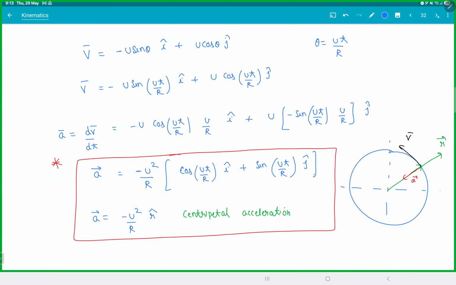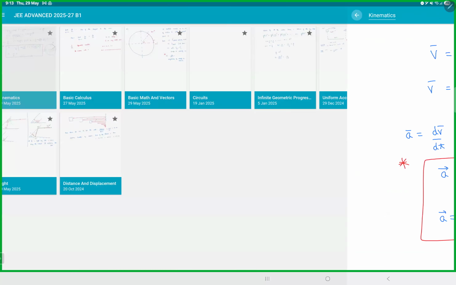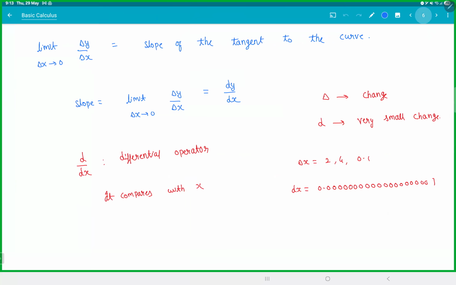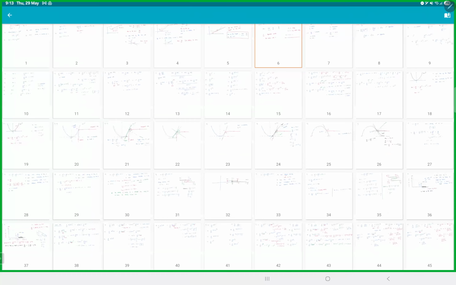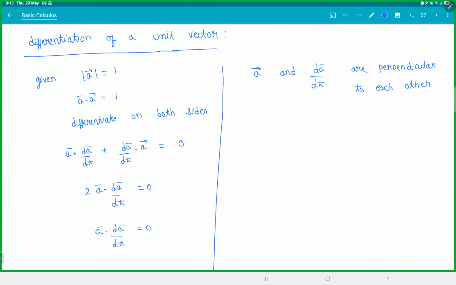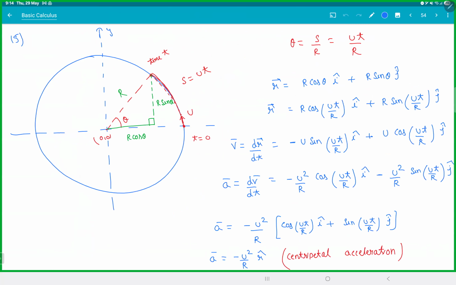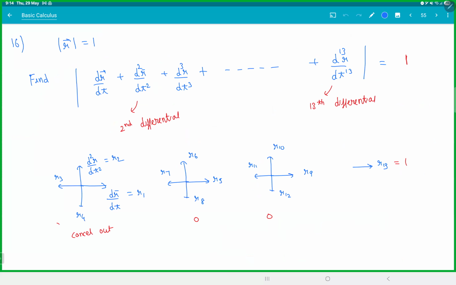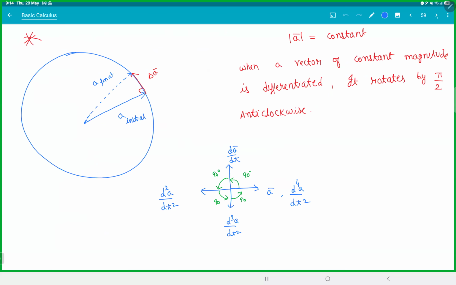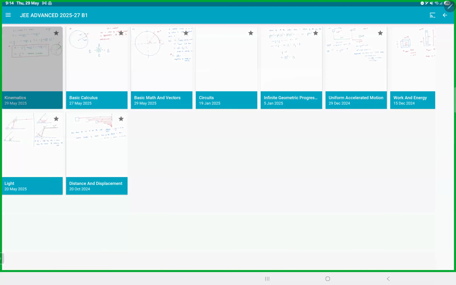All clear with this? And this, we did in calculus. Remember this question? Particle goes in a circle with speed u. Find position vector as a function of time t, velocity as a function of time t, and acceleration as a function of time t. We found the position vector, we differentiated twice. We did the same stuff before. And after this, we did something even more deadly, if you remember, 13 differentials. And there we showed you the same thing I showed: every time you differentiate, the vector rotates by 90 degrees. So don't forget. In case you forgot, go back and refer today or tomorrow. Get it clear. Any doubts on this?